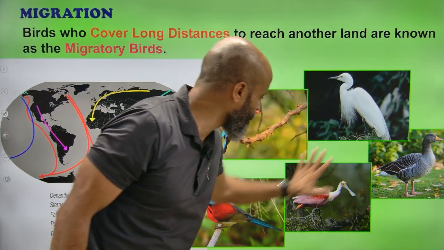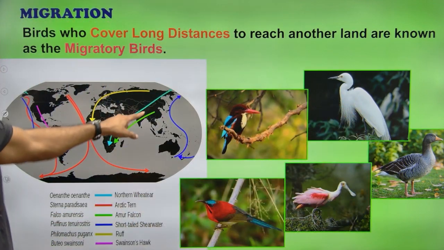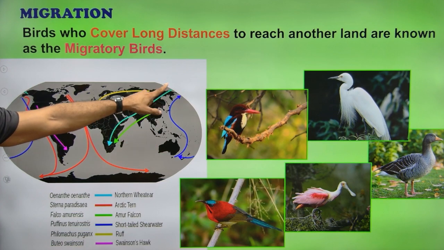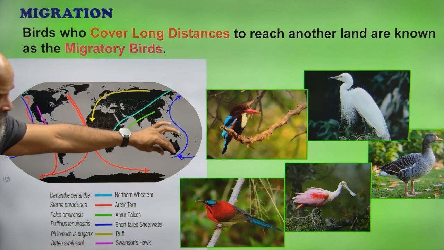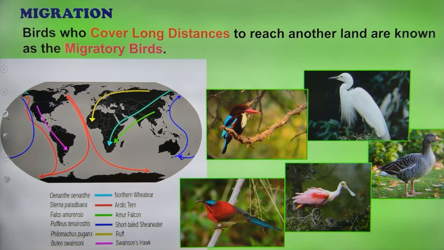All these are basically different types of birds. Look at the amount of journey that they undertake in order to migrate for a certain amount of time. Again they are back in their native place. So that is how the entire migration happens.